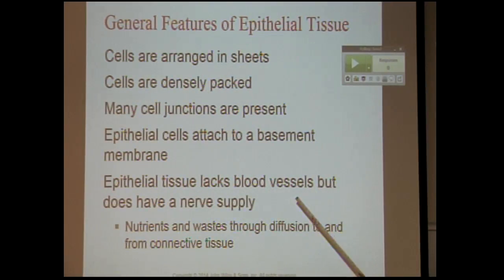No blood vessels, but it does have nerves in it. So you think about your skin, right? You have nerves in your skin. And that's epithelial tissue on the outside. So the only way that those cells can get nutrients is through diffusion from the connective tissue. And as we'll see in a little bit, connective tissue is full of blood vessels, which means there's lots of blood and nutrients going through connective tissue. So those nutrients just leave the connective tissue and diffuse over to the epithelial tissue.